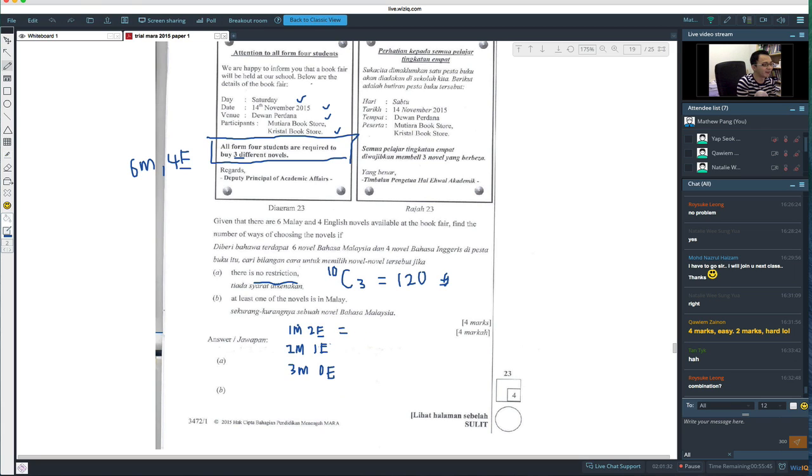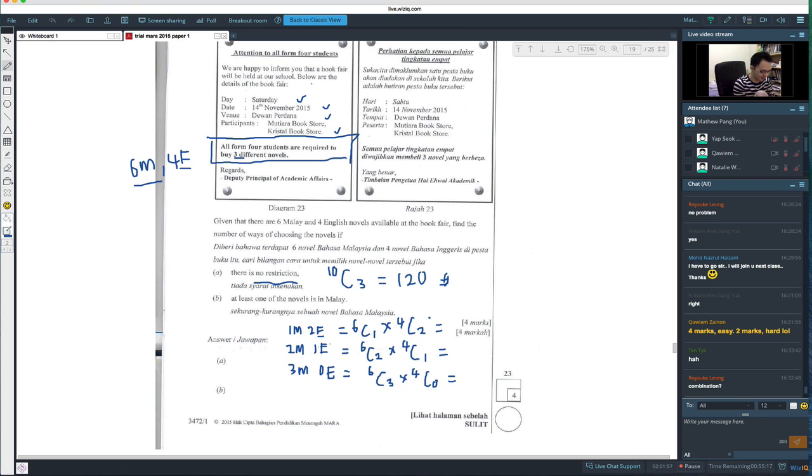So I will form this one. If I want to have 1 Malay only, 6 Malay books here, I will choose 1. I have 4 English books here, I choose 2. This one is the same: 6 Malay, I choose 2, 4 English, I choose 1. This one is 6 Malay, I choose 3, and 4 English, I choose 0. And then all the 3 answers I add together. That's all. So I will do it very quickly.